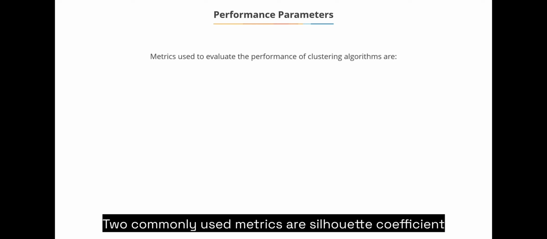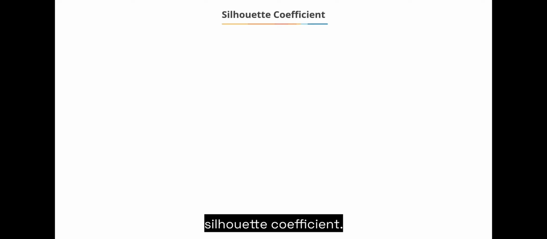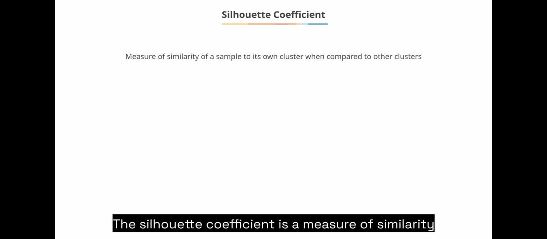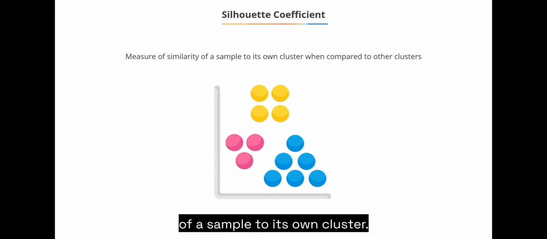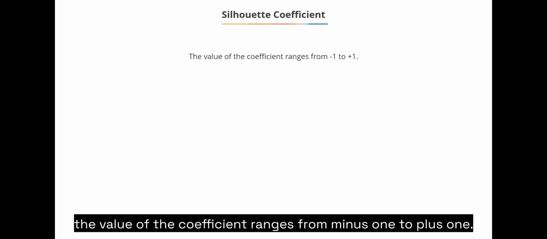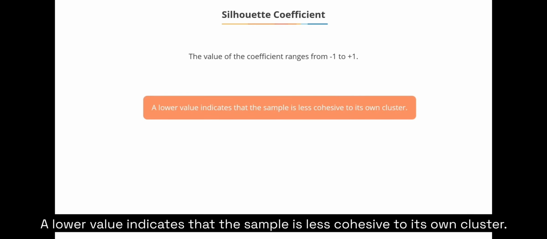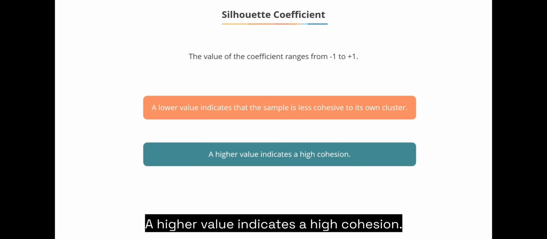Two commonly used metrics are silhouette coefficient and Dunn's index. Silhouette coefficient. The silhouette coefficient is a measure of similarity of a sample to its own cluster when compared to the other clusters. The value of the coefficient ranges from -1 to +1. A lower value indicates that the sample is less cohesive to its own cluster. A higher value indicates a high cohesion.